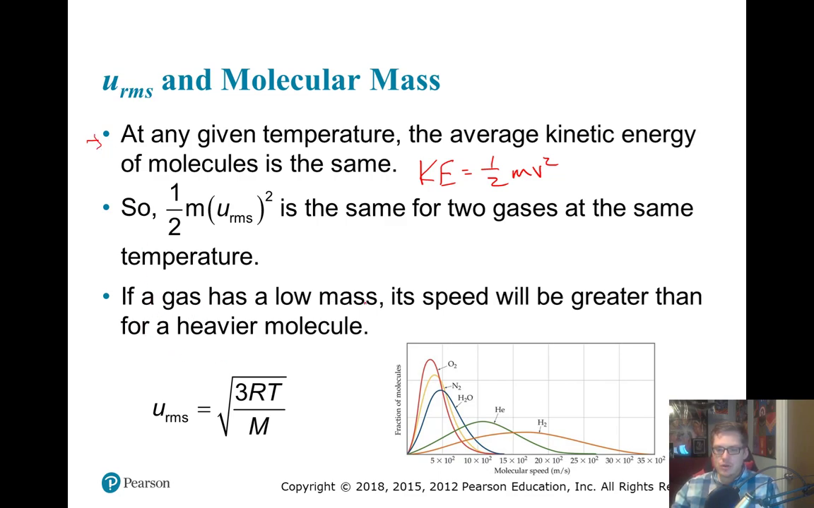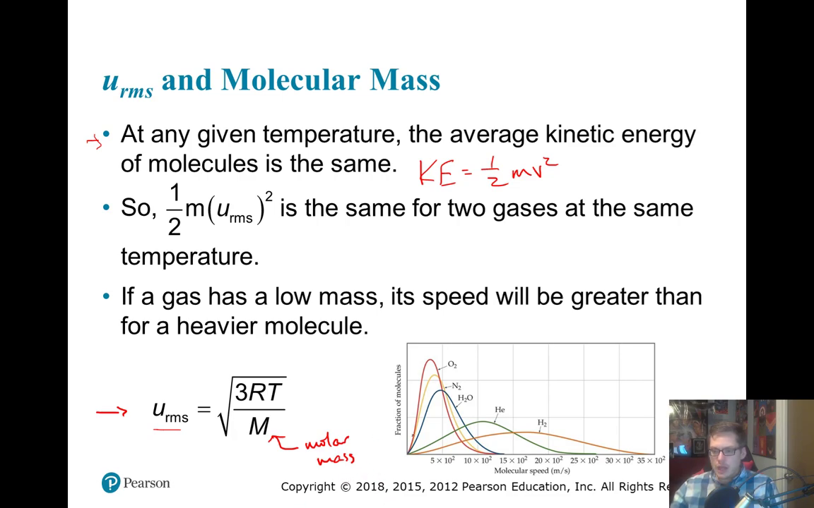If a gas has a low mass, its speed has to be greater than for a heavier molecule. And that also makes sense, right? If the kinetic energy is the same, but your mass is a lot bigger, that means your velocity had to be smaller. And if your mass is a lot smaller, that means your velocity had to be a lot bigger. And we can do a little bit of finagling here with our math, and we get this formula to actually calculate your URMS. It's equal to the square root of 3 times our R value times T divided by capital M. Remember, capital M here is the molar mass.